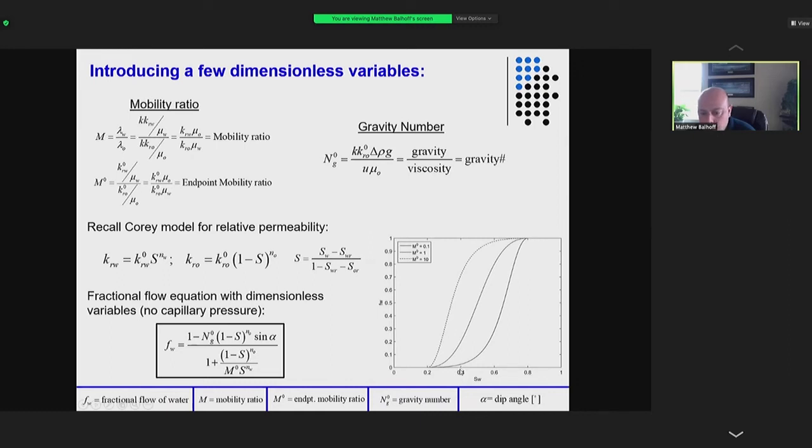If the mobility ratio is high, and a high mobility ratio basically means that KRW mu O over KRO mu W is large. So if you come over to M naught is 10, then the fractional flow of water is really big. That sort of makes sense because what that means is that the relative permeability of water is big or the water viscosity is small, and that makes it easier for water to flow. So the fractional flow of water at 0.4 is like 0.7.